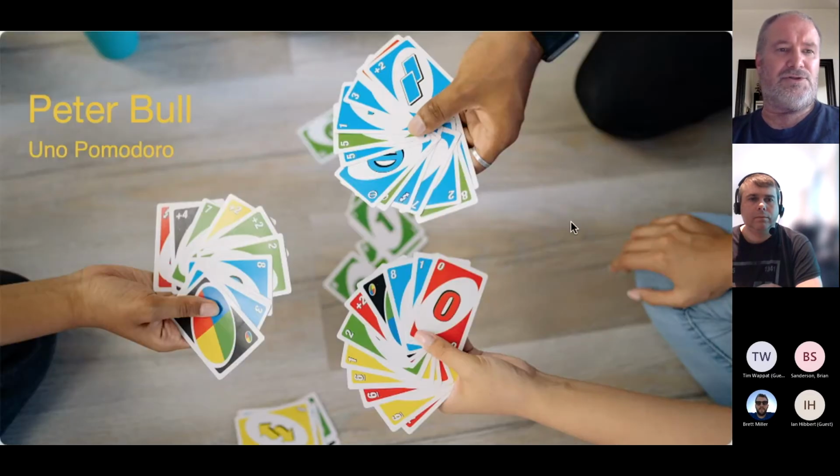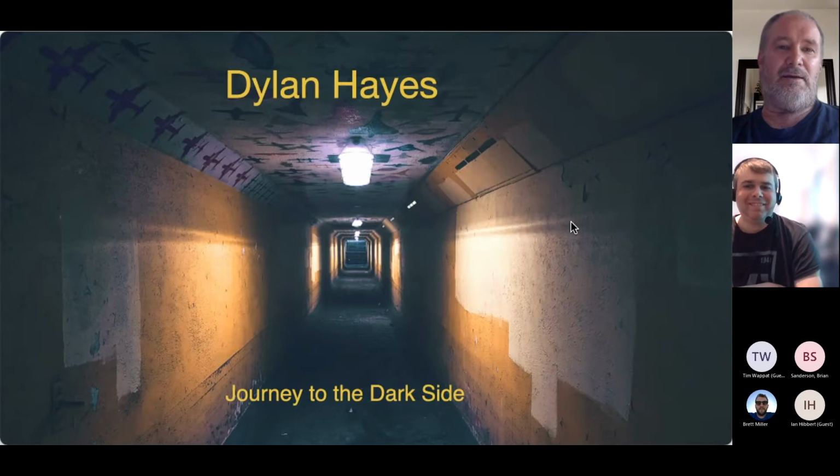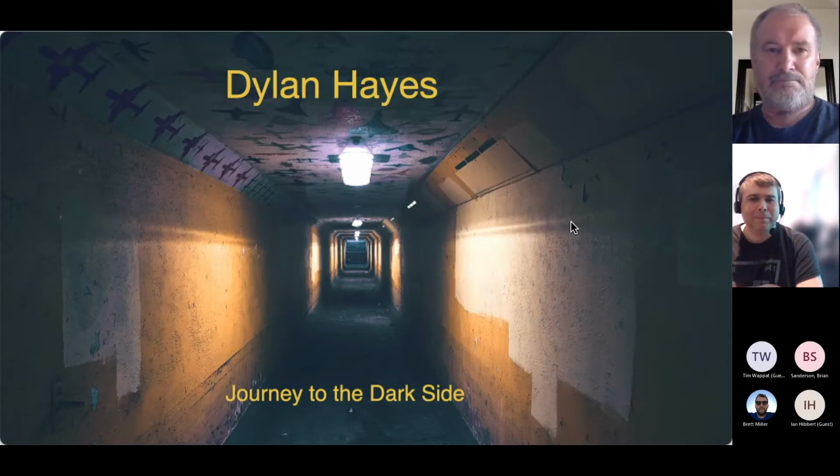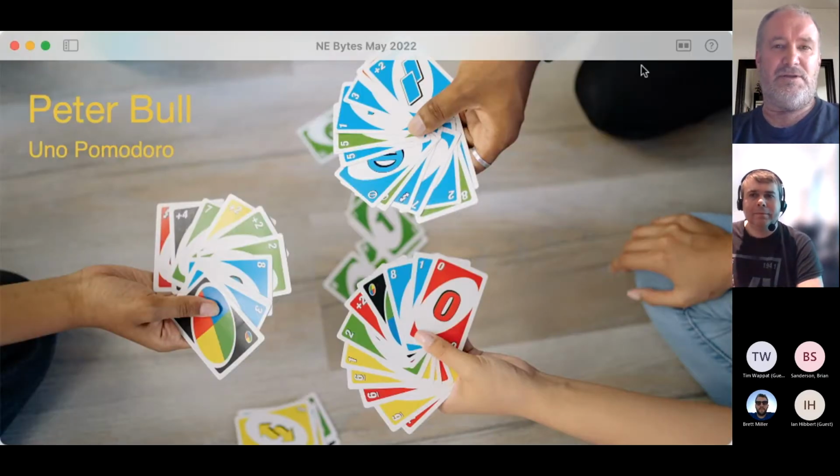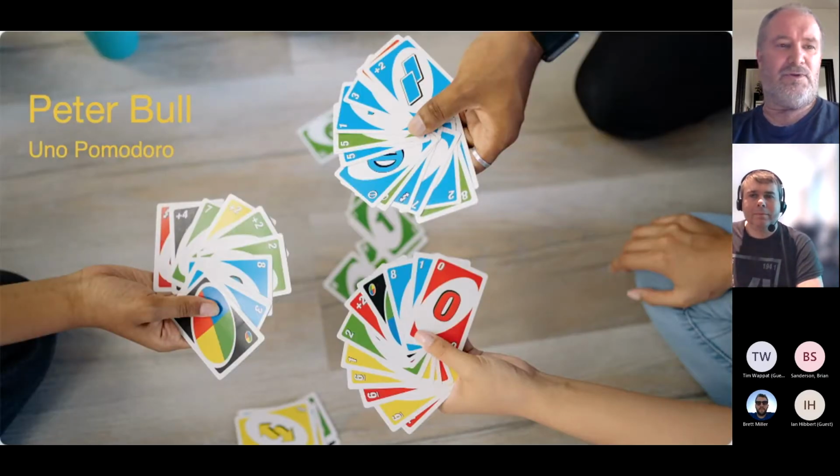So on to tonight. We've got two speakers with us this evening. Peter's going to be speaking to us first about Uno platform, not the Uno card game. And then Dylan Hayes is going to take us to a very, very dark place. So first of all, I'll hand over to Peter and we'll kick off with Uno Pomodoro.